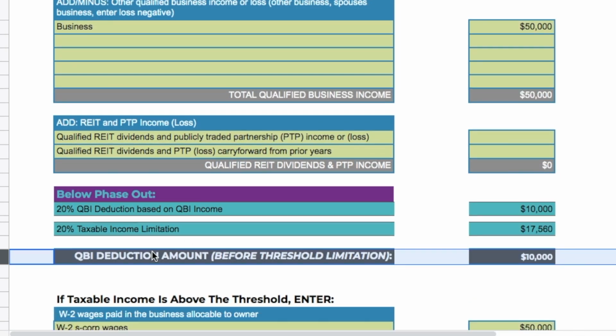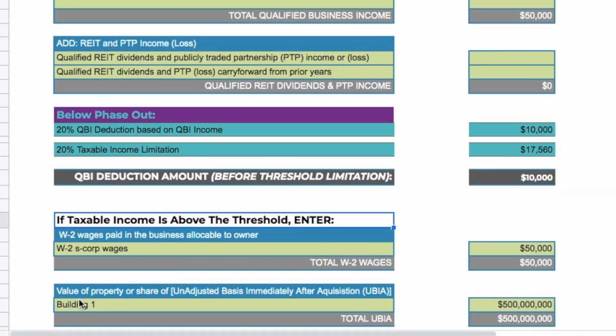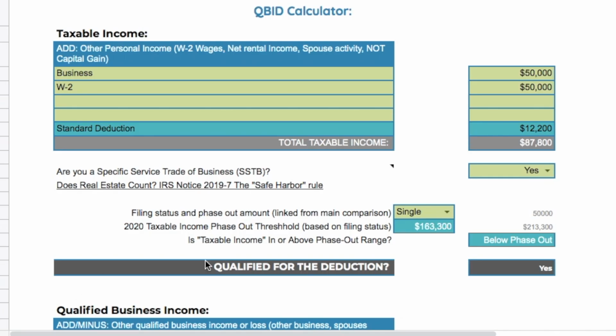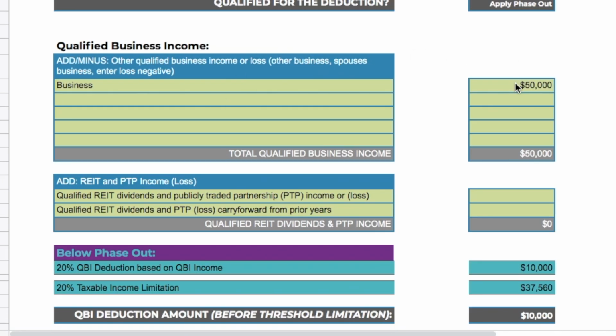Okay, so now let's try an example where we're above the threshold. So if we come back here and we add in 150,000 in our business, so we'll make some more money, and you can see now our taxable income is between the phase out. So now it says we're in the phase out. We need to update our qualified business income to our full amount.